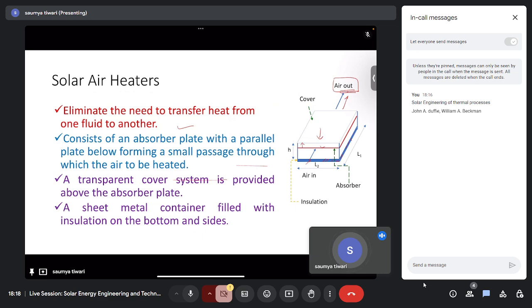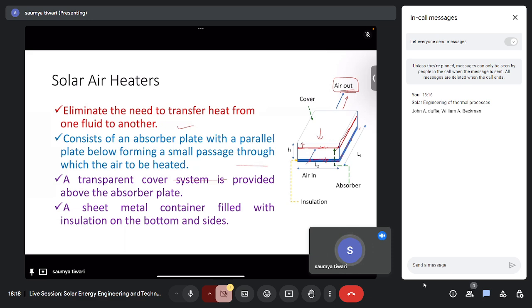If you see the construction of a solar air heater, you know that there is an absorbing plate and a cover, and there is a back plate. This is the back plate, the blue one. In between, air is flowing. The absorber plate is covered by some glass material, as we have discussed earlier, and the air flows between these two plates, the absorber plate and the back plate.